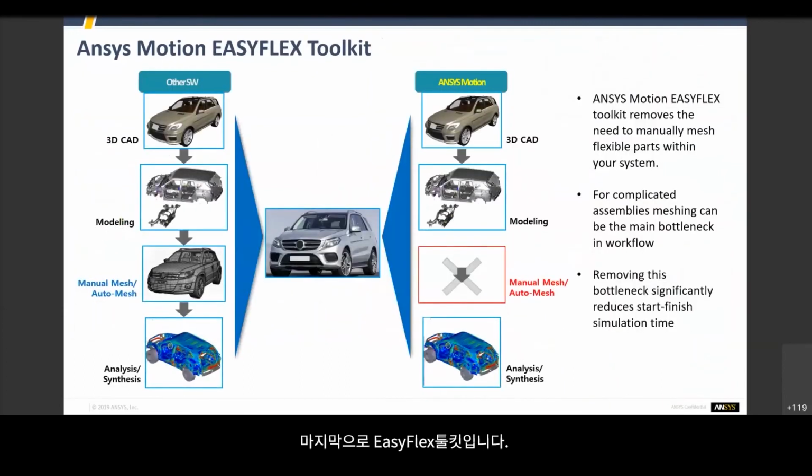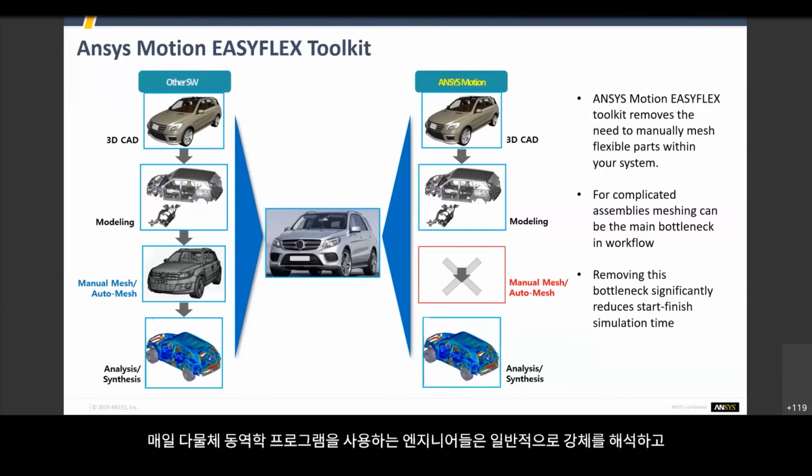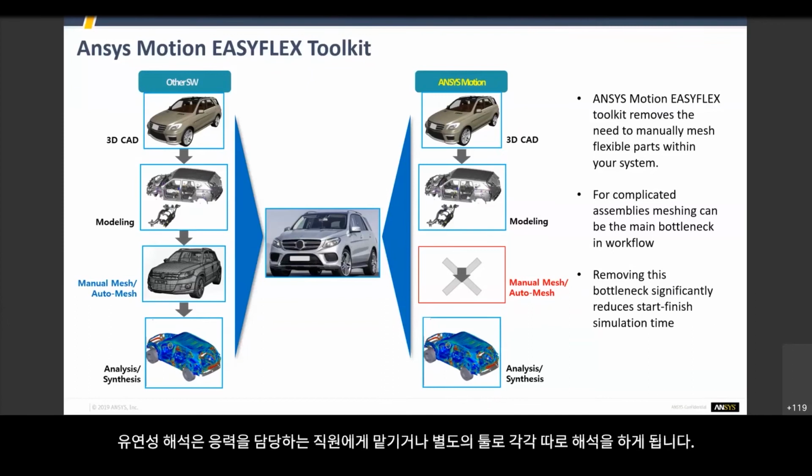And then finally, the EasyFlex toolkit. The EasyFlex toolkit gives you a mesh-free flexibility capability inside Motion. If you think, why is that useful? Well, if you're listening to this call and you are a dedicated multi-body dynamics user, then it may well be the case that you are simply not familiar with mesh generation. If you drive multi-body tools every day, you're generally looking at fully rigid mechanisms, and flexibility is something that is either passed to the stress group or done afterwards with another tool, or even co-simulation with a separate tool that someone else can drive.